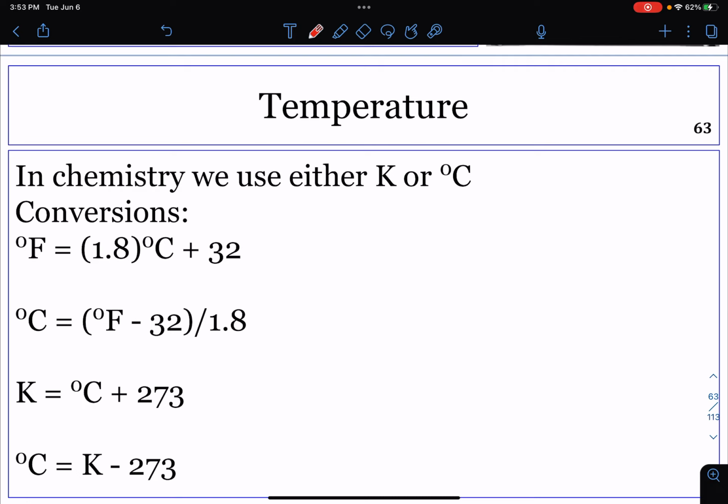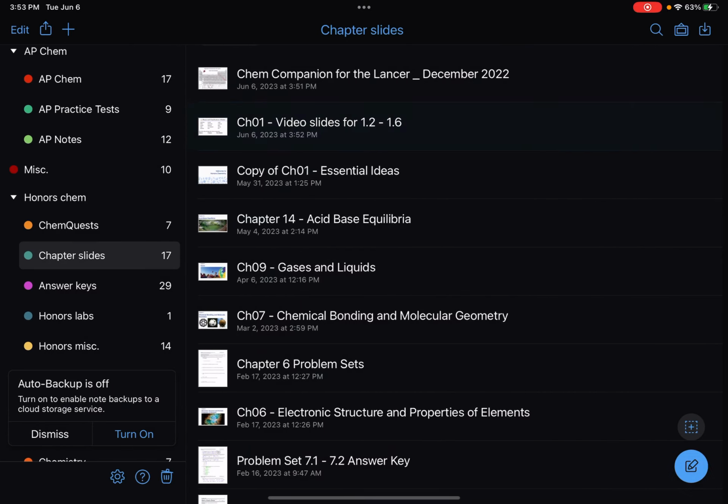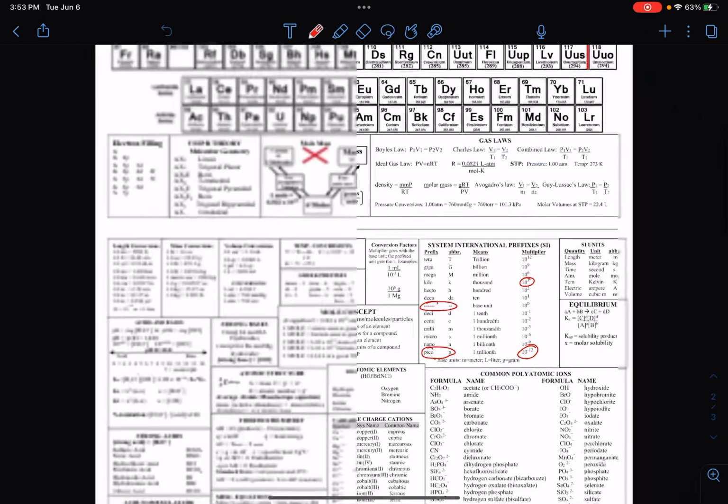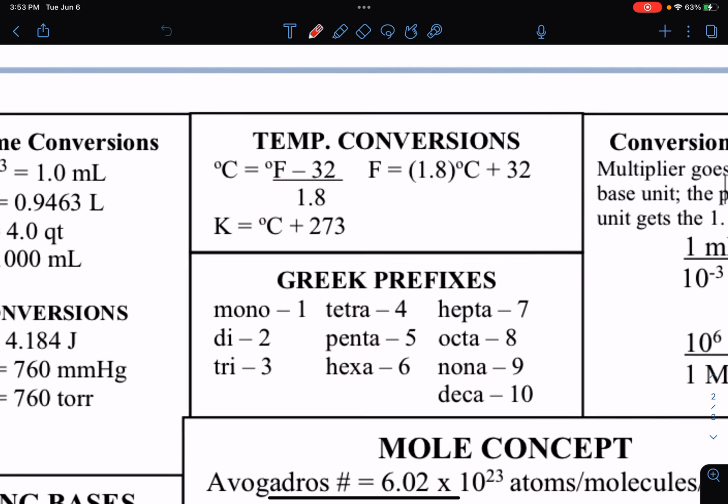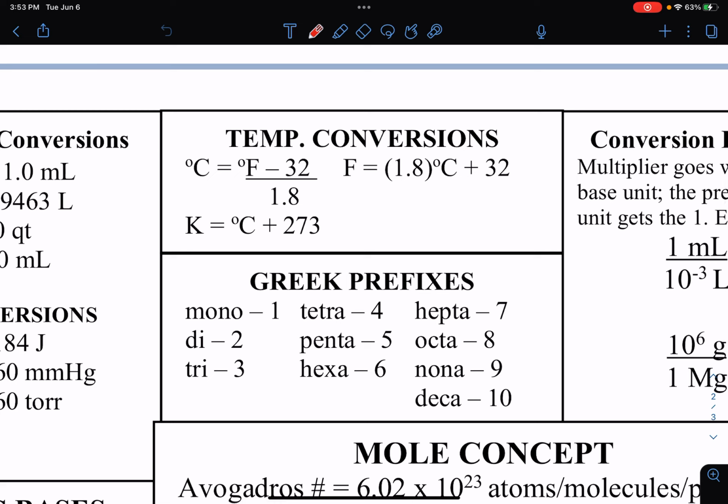The SI unit of temperature is the Kelvin. The abbreviation is an uppercase K without a degree symbol, the way Celsius and Fahrenheit have degree symbols. Let's go to the periodic table. On the back of your periodic table, kind of center top here, you'll find the temperature conversion.